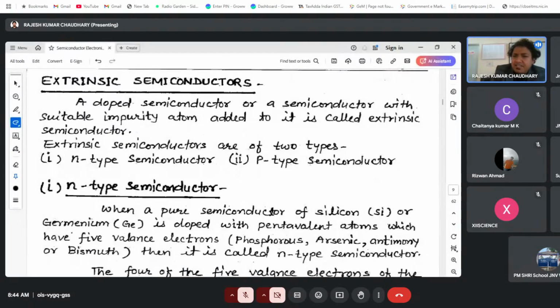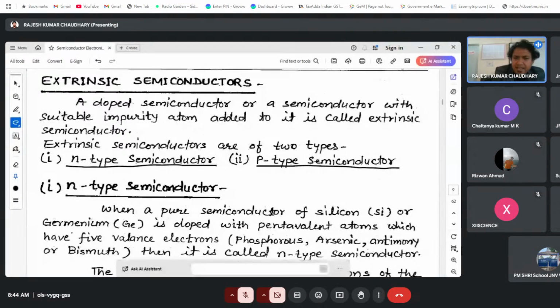Now, extrinsic semiconductors are of two types. How many types? Two types. One is N-type and the other one is P-type. Got it? One is N-type and the other is what? P-type. Can I ask you one question? Why is this so? Very good, thank you JNB Golpara, thank you so much. Why is one called P-type and why is the other called N-type? Please, can any student tell me?